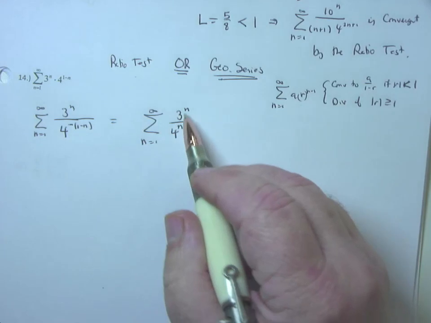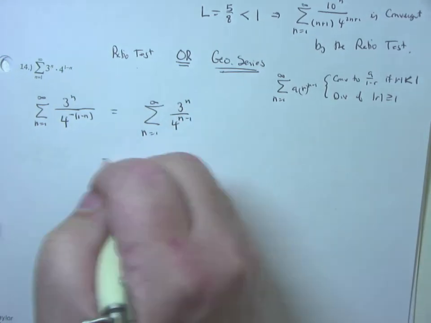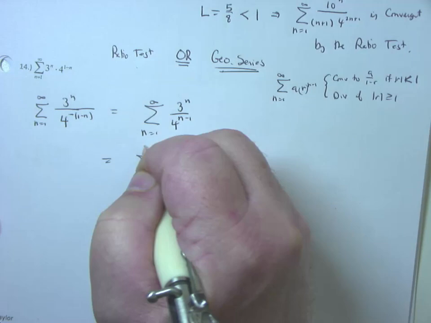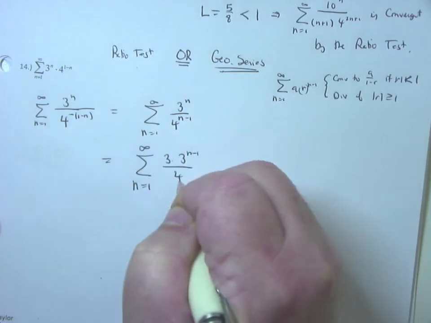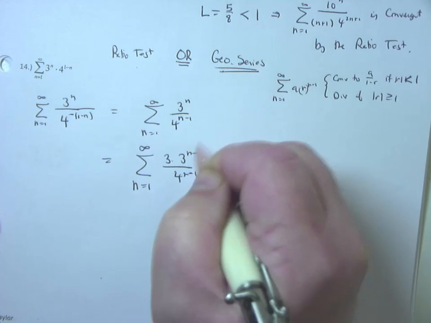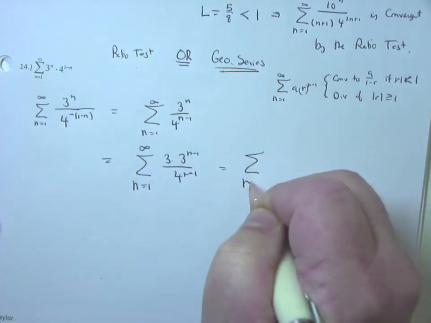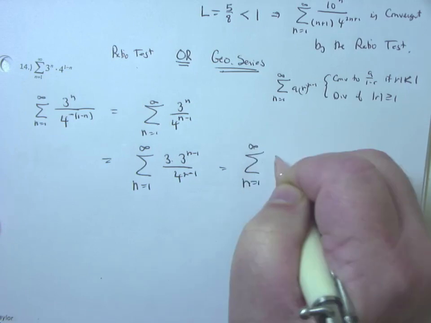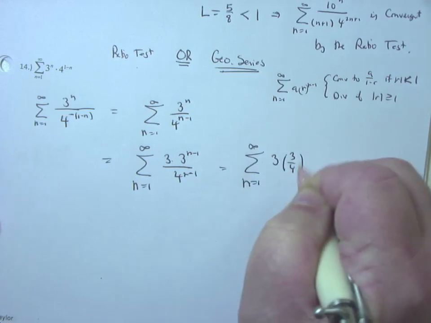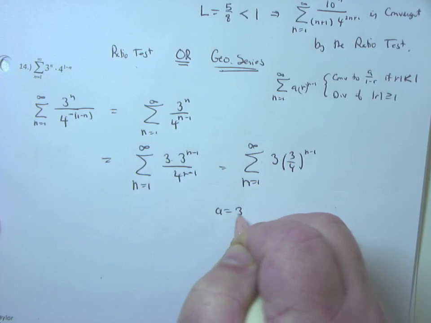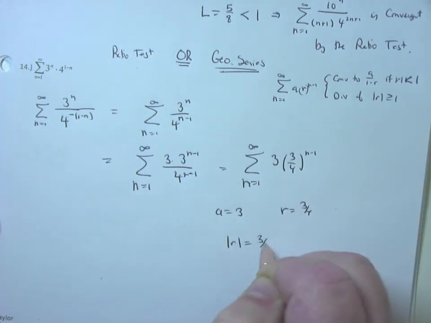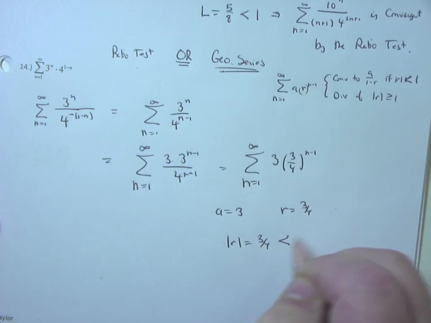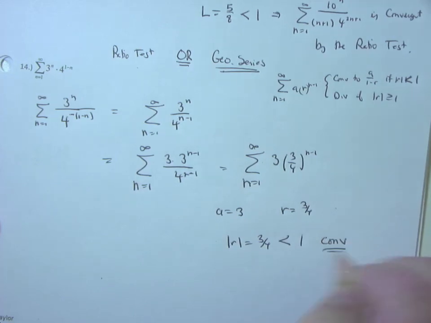So I want to have that n minus 1 power. The 3, I got 3 to the n. I want n minus 1 power. I'm going to pull off one of those guys. So this is sum as n goes from 1 to infinity of 3 times 3 to the n minus 1 over 4 to the n minus 1. Because they have both the same power of n minus 1, I'm going to factor it out. That'll be the sum as n goes from 1 to infinity of 3 times 3/4 to the n minus 1. That tells me a equals 3, r equals 3/4. Absolute value of r equals absolute value of 3/4, with 3/4 less than 1, which means this thing is converging. This is a convergent geometric series.